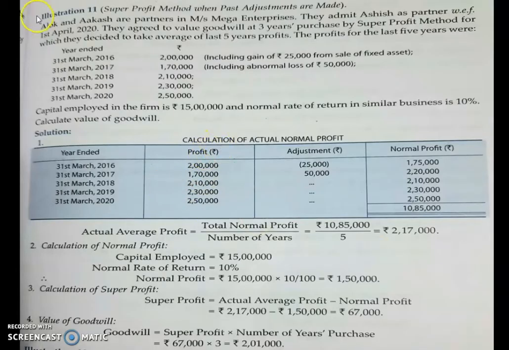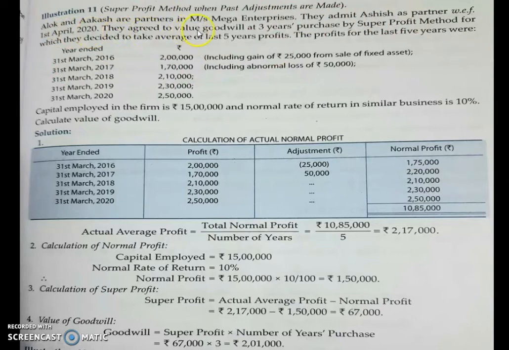Now one more problem is there. Alok and Akash are partners in M/S Mega Enterprise. They admit Ashish as partner with effect from 1st April 2020. So these were the two partners, and later on they admitted Ashish on 1st April 2020.